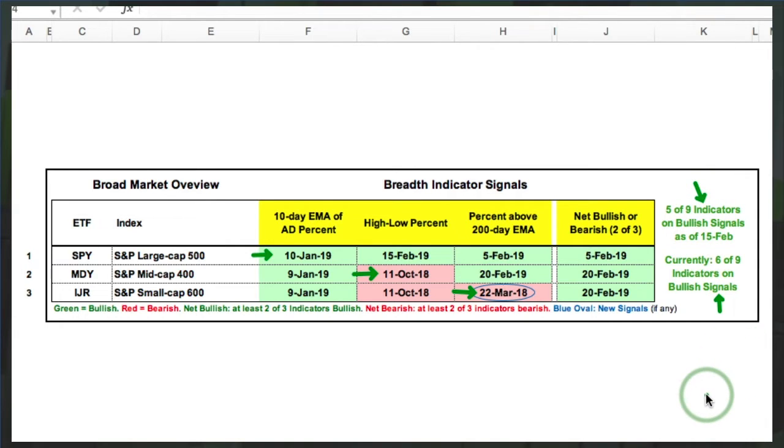So if we get another indicator that flips, and if we get 5 of 9 bearish, then that would turn the bulk of the evidence, the weight of the evidence, bearish for the stock market as far as I am concerned. And that's where the weight of the evidence comes from.